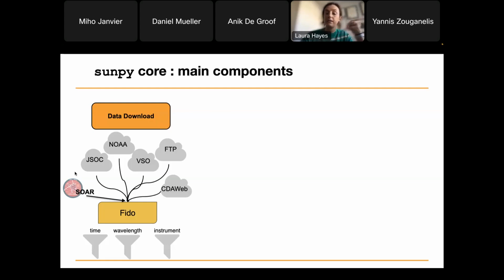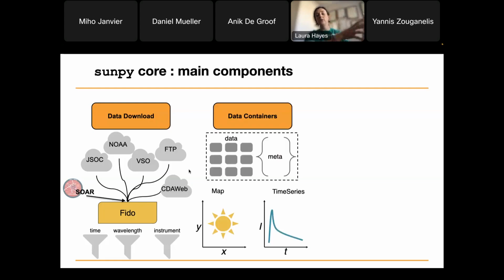And the key thing is that it's extendable. So now we have it in such a way that we can access the Solar Orbiter archive, and you can build queries in the same way you would look for AIA data or many different types of data we can now do with Fido. The second main component is once you get your data, how do you contain your data? How do you read your data in?